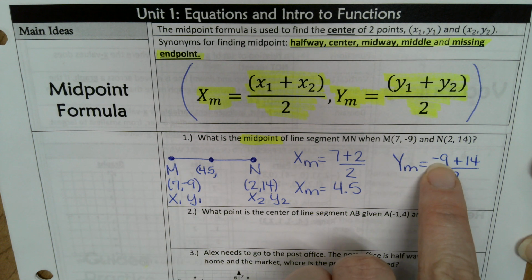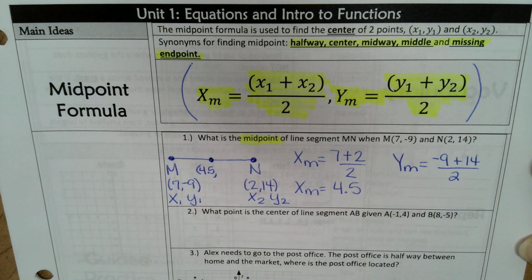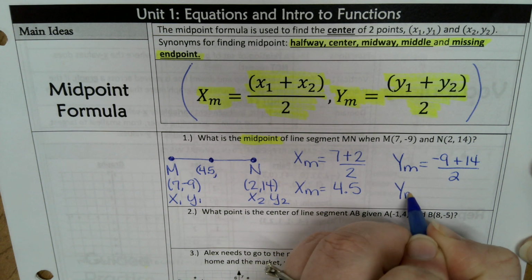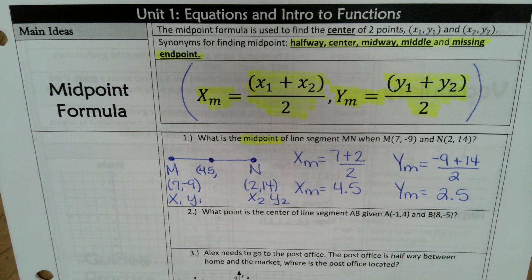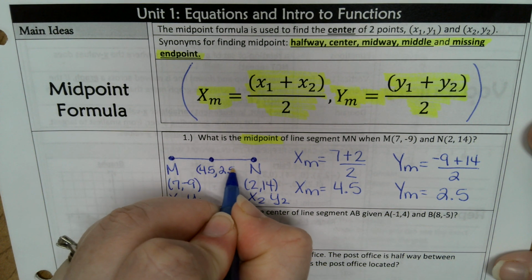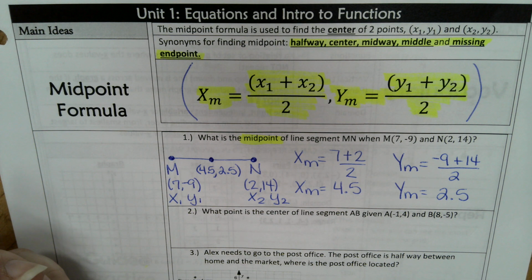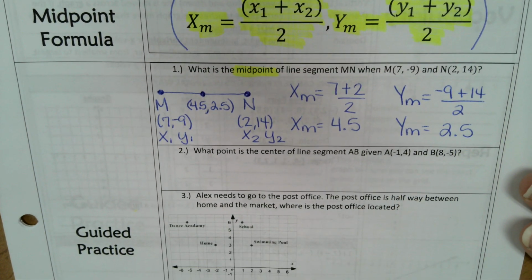Okay, so negative 9 plus 14, that's going to be 5, and then 5 divided by 2. You can either leave it as 5 halves, or you can write it as the decimal 2.5. That's what 5 halves, or 5 over 2, is equal to. So the midpoint of line segment MN is 4.5, 2.5 as decimals, or 9 over 2 and 5 over 2. Okay? So that's how you find the midpoint.